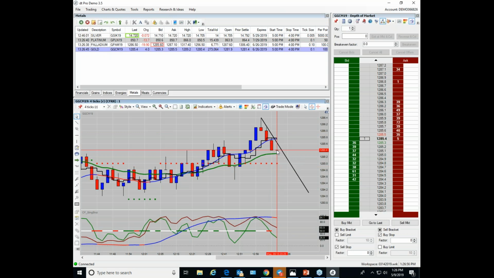Right now we know the low is 1285.30. The height of each candle is 4 ticks in height. We know that because we're on a 4-tick range chart. So if the low is 1285.30, add 4 to it, 1285.70. A close at 1285.70 would be above this downtrend line, correct? That would put it right about here. That would be a close above.